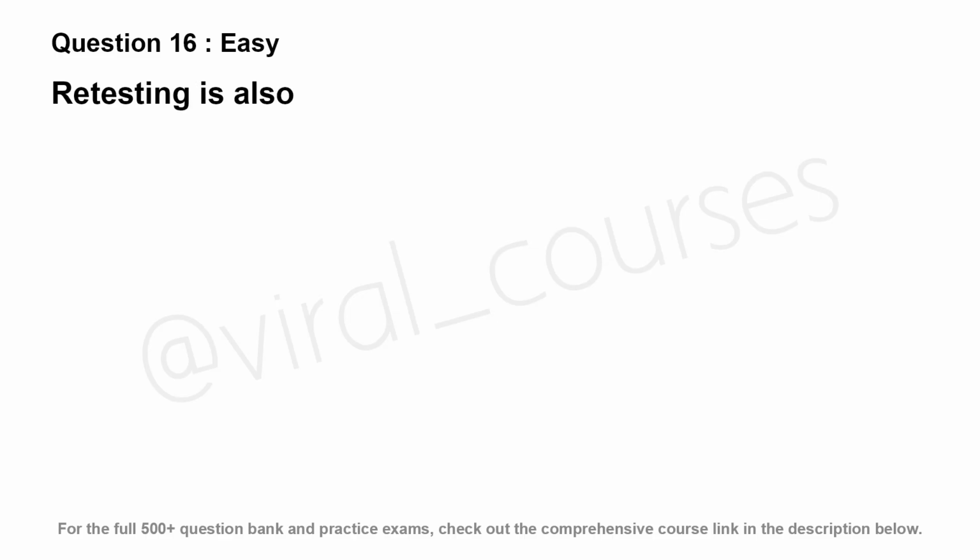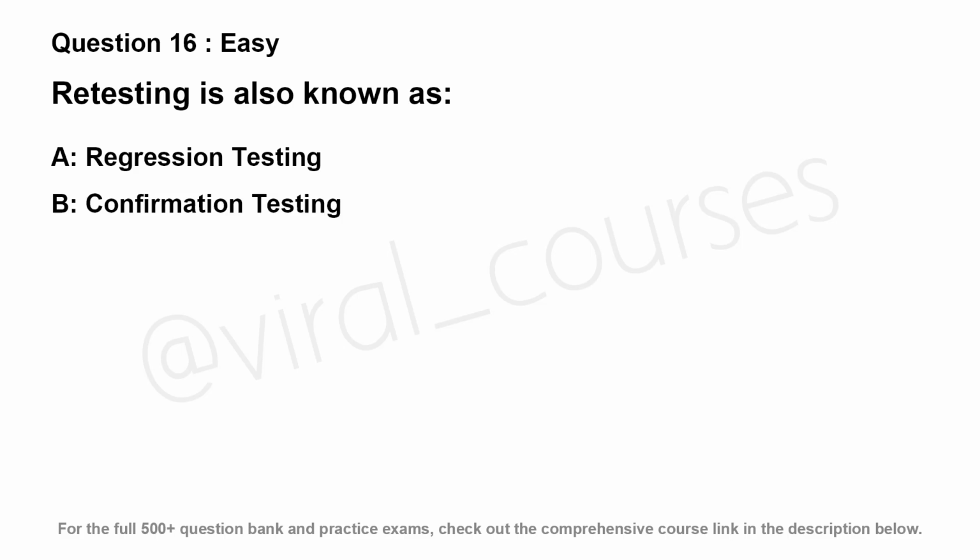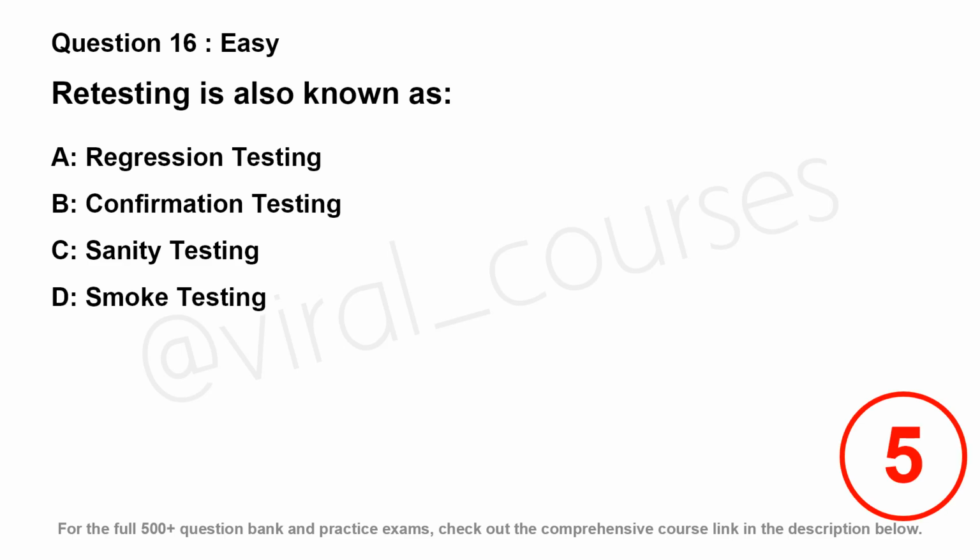Retesting is also known as Option A, regression testing. Option B, confirmation testing. Option C, sanity testing. Option D, smoke testing.